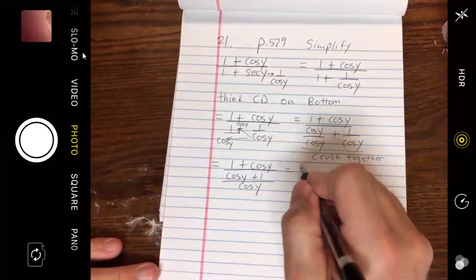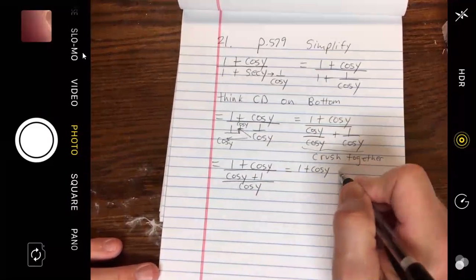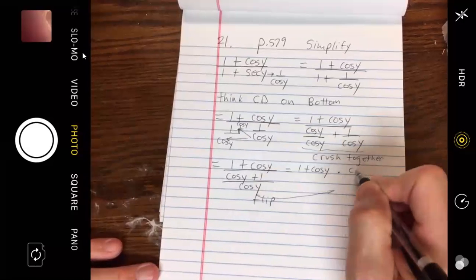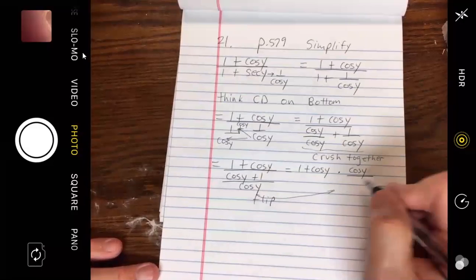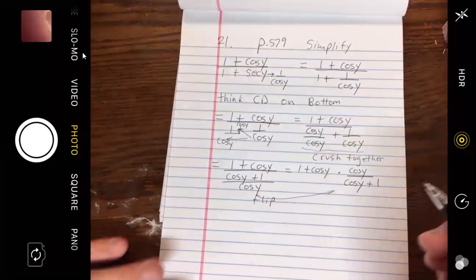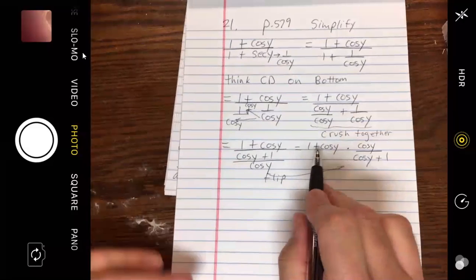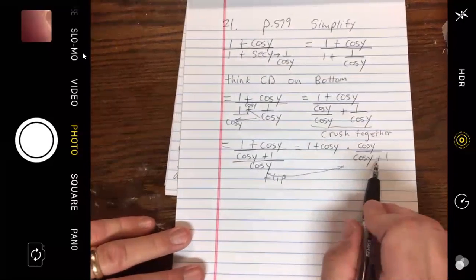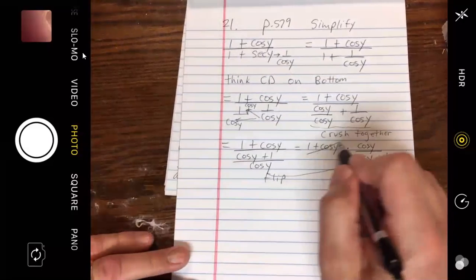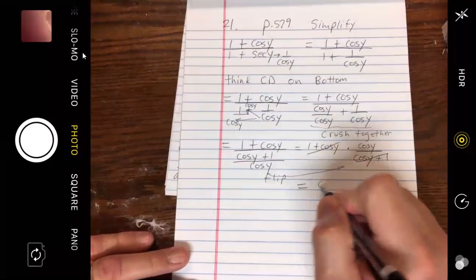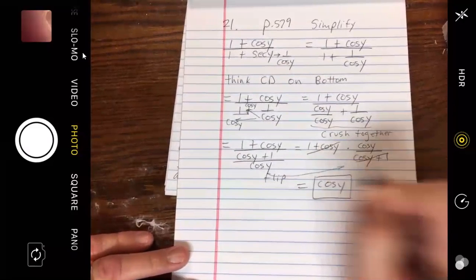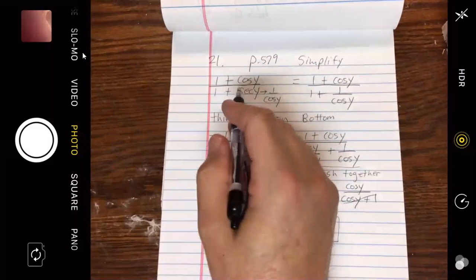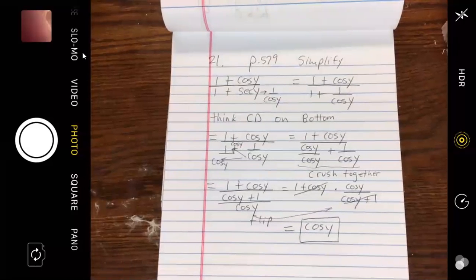You've got your top times flip again, cosine y over cosine y plus 1. Now I know that this looks switched, but I hope that doesn't bother you. Remember, the order you add stuff doesn't matter. So these do cancel, and you wind up with cosine y. This entire original expression can be boiled back to cosine y.